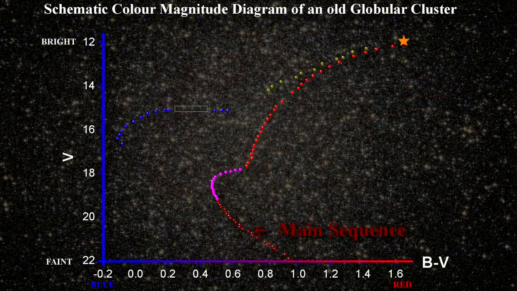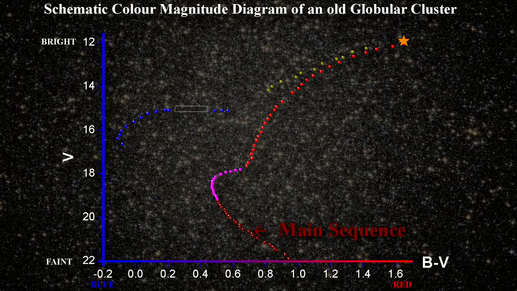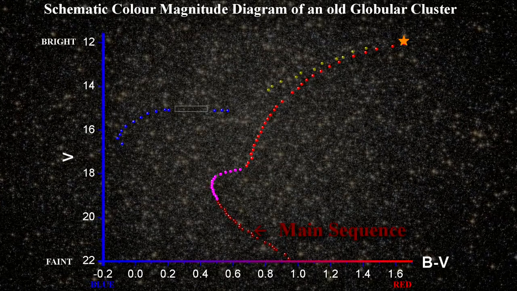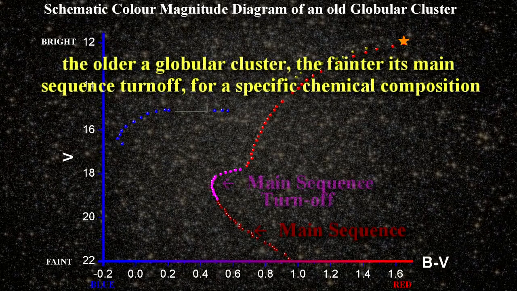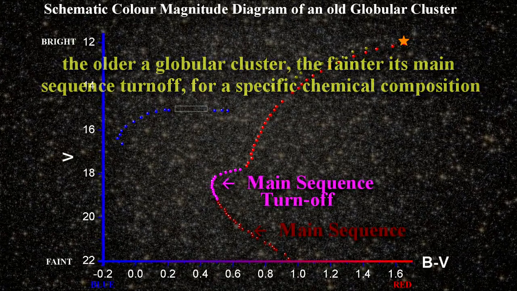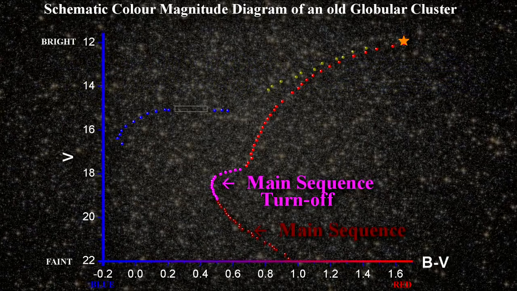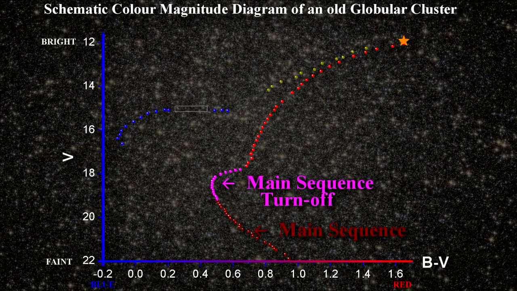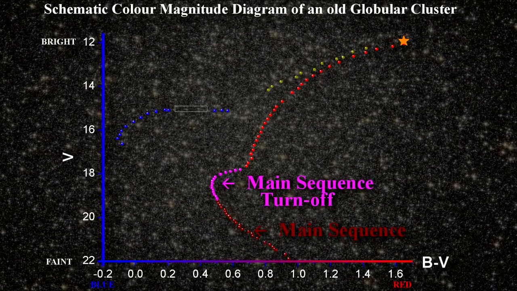As we have already discussed, all stars in a globular cluster have more or less the same age and same chemical composition. Therefore, the only discriminating factor for the location of a star on the CM diagram is its mass. Therefore, the older a globular cluster, the fainter its main sequence turn-off for a specific chemical composition, simply because even less massive stars have had enough time to spend all the hydrogen in their cores and therefore leave the main sequence. It has been found that the luminosity of the main sequence turn-off provides the most reliable estimate of cluster ages. Of course, things are never simple.